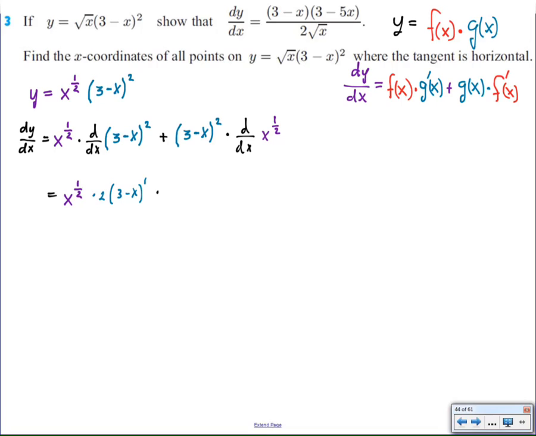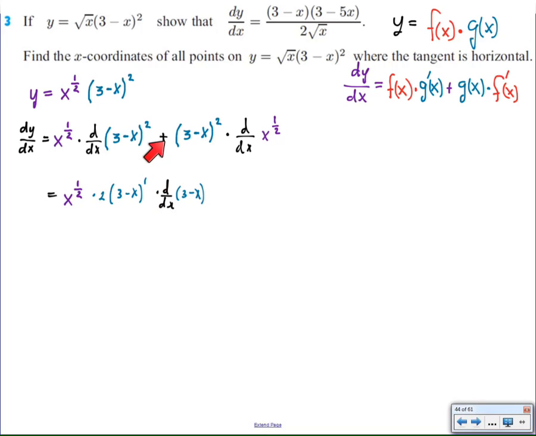Carrying on with the derivative process, the first thing I'm going to do is take the derivative of this function, which is itself a composite function. So I have to remember the chain rule within the product rule. So here, we multiply by the power 2, drop the power by 1, keep the inside the same, but the rate of change of the inside is going to affect the rate of change of the whole thing. So we multiply by the derivative of 3 minus x.